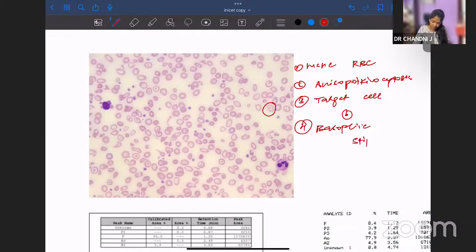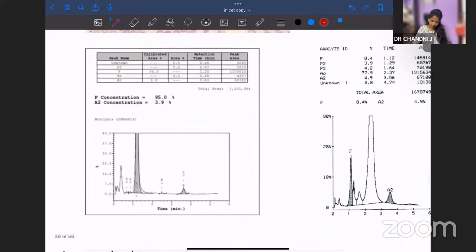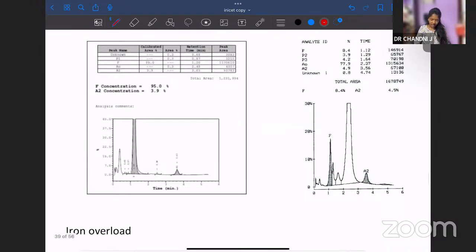These are peripheral smear pictures of thalassemia. Okay, now next is hemoglobin electrophoresis. What happens is that HbA, adult hemoglobin, is what constitutes the major part of our hemoglobin. Adult hemoglobin is made up of alpha 2 and beta 2 chains. Okay. So you know beta 2 is affected.